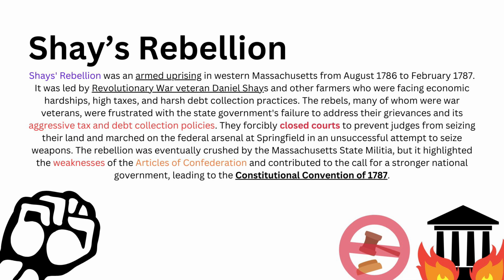The rebellion was eventually crushed by the Massachusetts state militia, but it highlighted the weaknesses of the Articles of Confederation and contributed to the call for a stronger national government, leading to the Constitutional Convention of 1787.